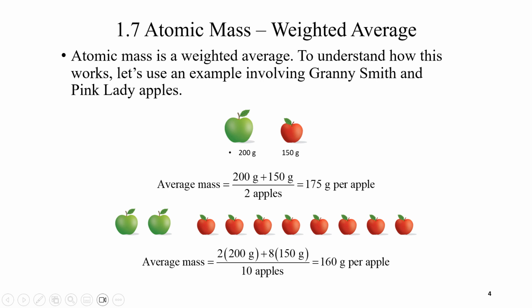I take the 2 Granny Smiths and multiply them by their mass. Then I take the 8 Pink Ladies and multiply them by their own mass. Then I add those 2 masses together and divide by the total number of apples that I have.